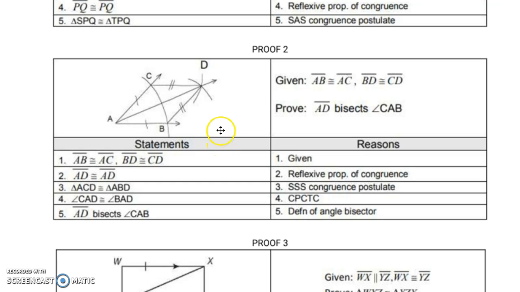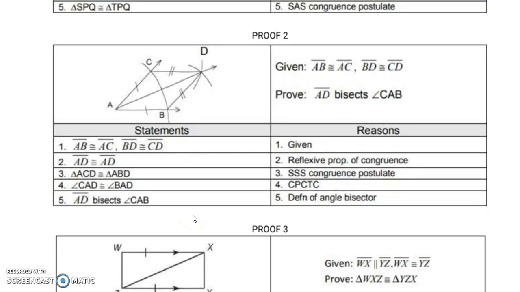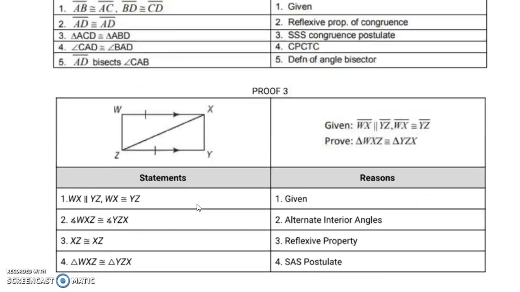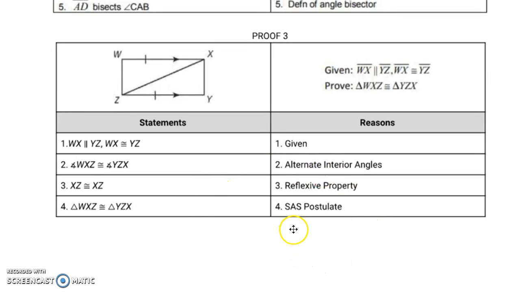Alright, moving on to proof number 2. This was an example of a proof that requires two congruent angles or two congruent triangles before you prove something else. They gave us these two congruent sides, and we know that this third side AD is congruent to itself, so we're able to use the side, side, side postulate to prove those two triangles are congruent. Once we know the triangles are congruent, then we know that their corresponding parts are congruent, and then we can use the definition of angle bisector to prove that they're bisected.